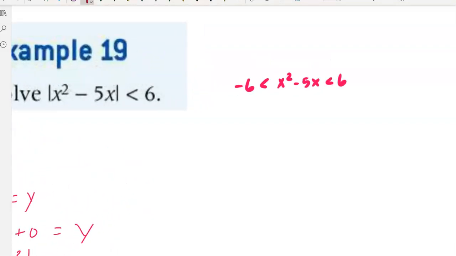You see this? We have to break it apart. Okay, so one of them is going to be x squared minus 5x is less than 6. Okay, let's deal with this situation right here. This implies x squared minus 5x minus 6 is less than 0. Okay, now we have to factor. Okay, x plus, x minus, it's 6 and 1.